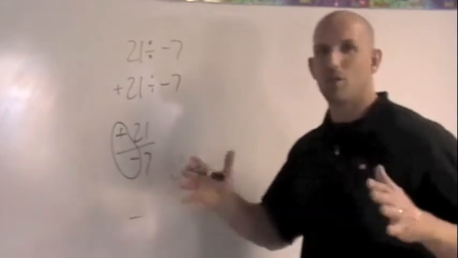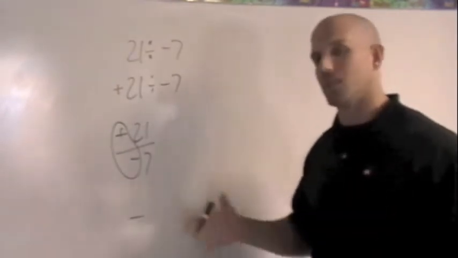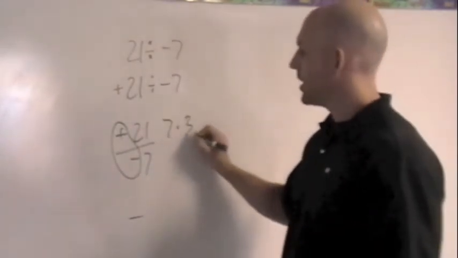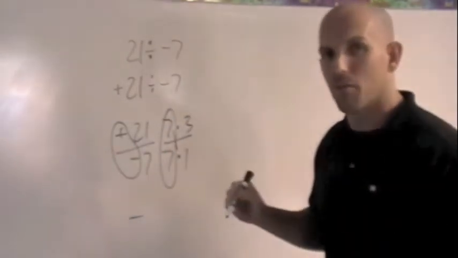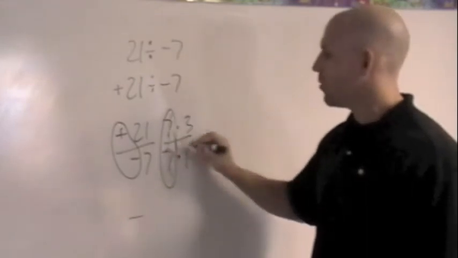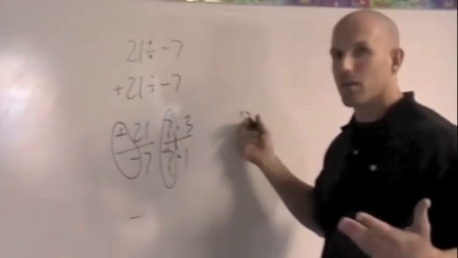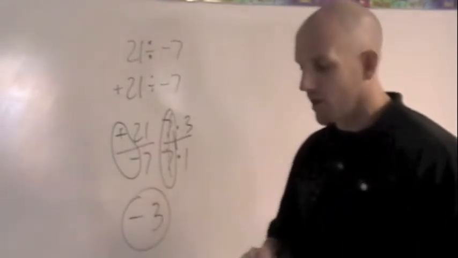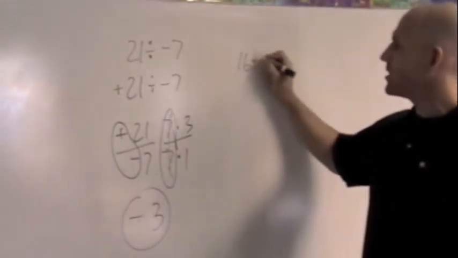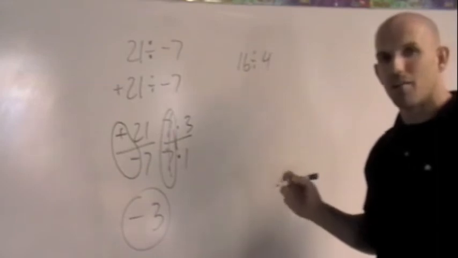21 over 7 is always going to come out to be the same answer. Let's see what it is. 7 times 3, 7 times 1. There we go. There's our form of 1. We need to take that out. 1 times 3 over 1 is 3. Okay, 3 over 1, same as 3. There's our answer. All right, the last one I want to show you is 16 divided by 4.